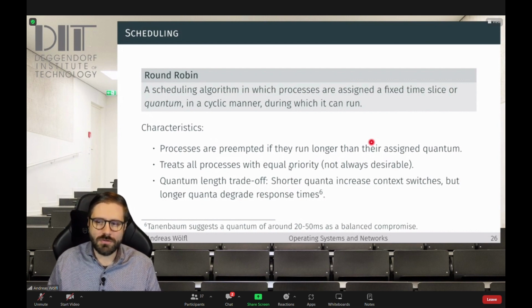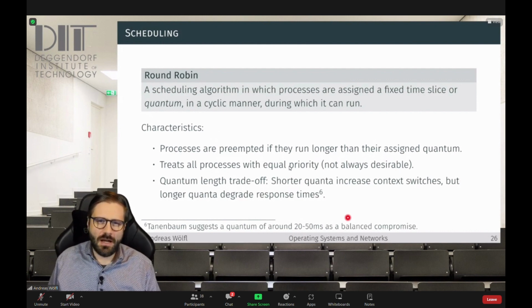And you have more context switches if the quantum is just a small amount of time. The larger the quantum, the fewer context switches you have, but a long quantum also degrades response times. So this is a trade-off. What do you do? In Tannenbaum, you barely get exact values. What is a good configuration option there? But Tannenbaum in the book suggests a quantum of around 20 to 50 milliseconds as a balanced compromise.